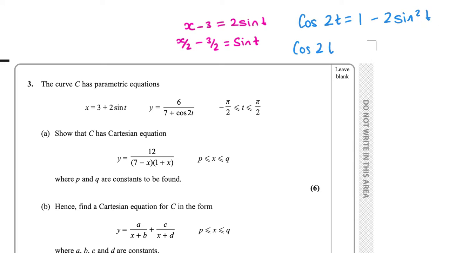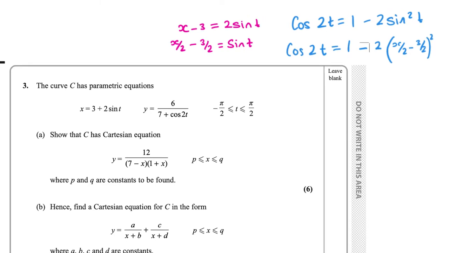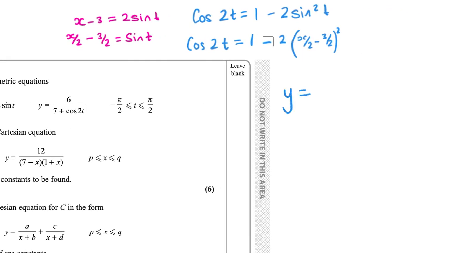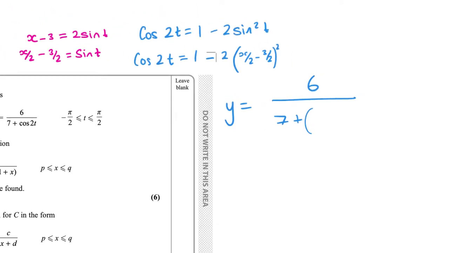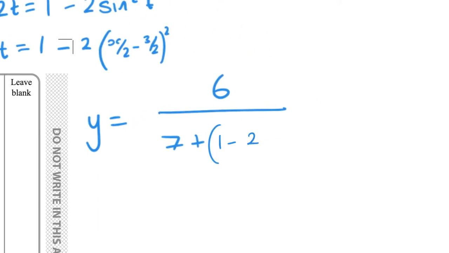Is that right? Wait, what? No, we don't even need to go that far. Wait there, guys. So that means cos 2t could actually be 1 minus 2 lots of x over 2 minus 3 over 2 all squared, could it not? Yes. So now we're going to have y equals 6 over 7 plus 1 minus 2 lots of x over 2 minus 3 over 2 all squared.